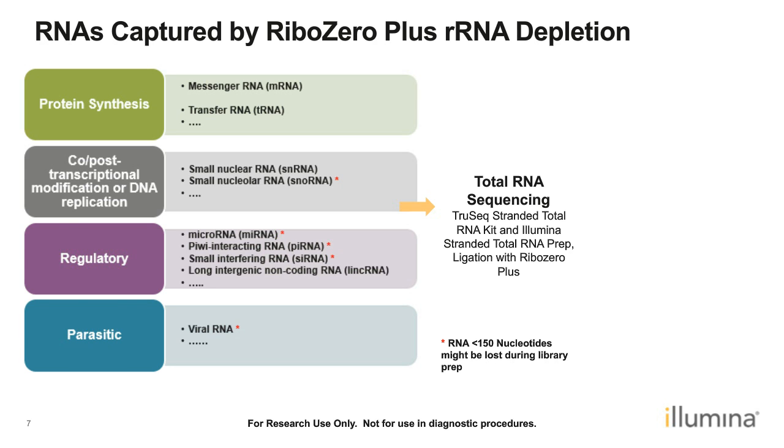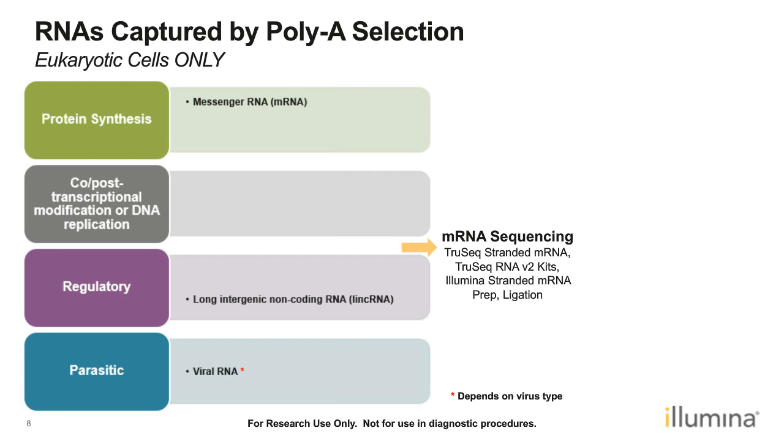Another common way to enrich for a particular type of RNA: we know that messenger RNA and long intergenic non-coding RNAs are polyadenylated. They have that really long, nice A tail at the end, the poly A tail. So we can use beads which have a poly T on them to capture these specific transcripts. If we have viral RNA that are within cells and are polyadenylated, these might be captured as well, depending on the virus type. So the kits that we have available for this particular application are our TruSeq or Illumina Stranded mRNA and our TruSeq RNA V2 kits.